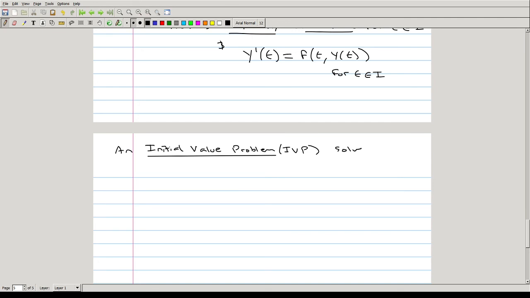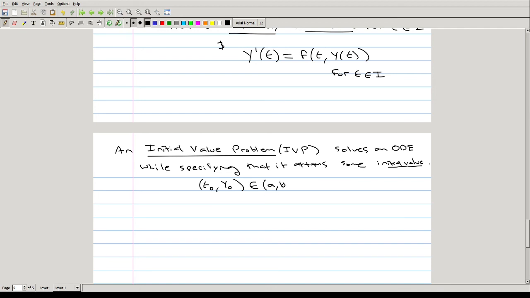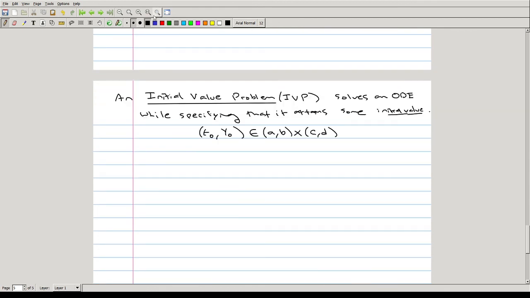So an initial value problem solves an ODE while specifying that it attains or hits some initial value. And this is some point t naught, y naught in the set. It's an element of the set, the rectangle from A to B and C to D. And just for abbreviation in the future, we'll call this set D. It's a two-dimensional rectangle.